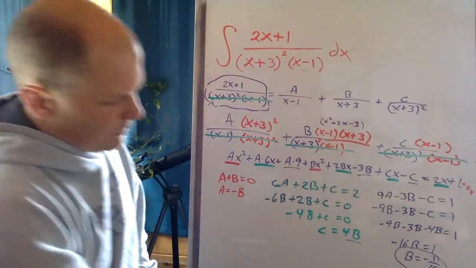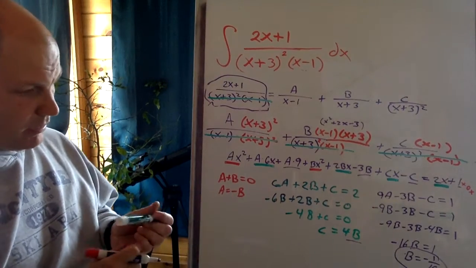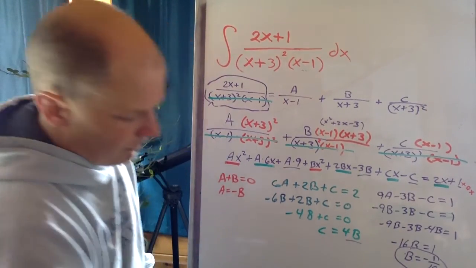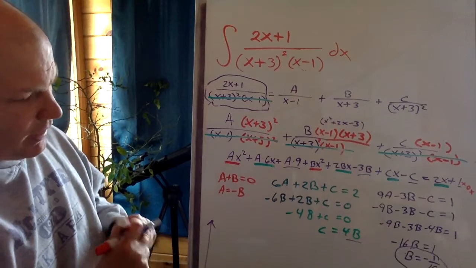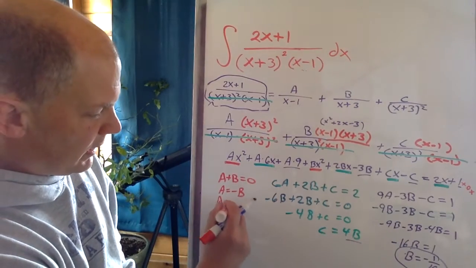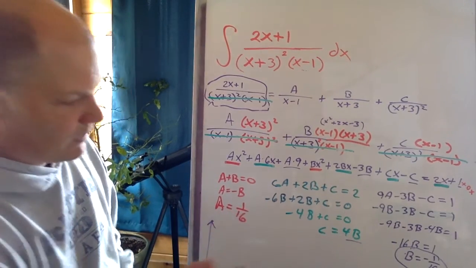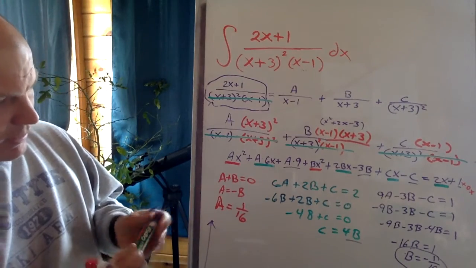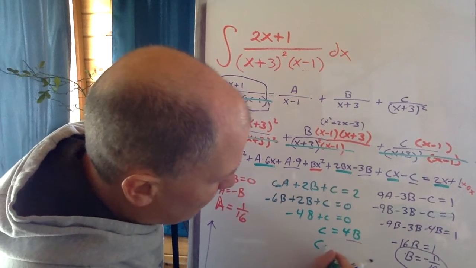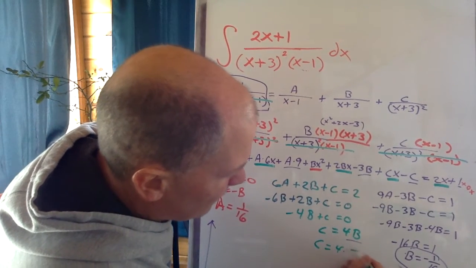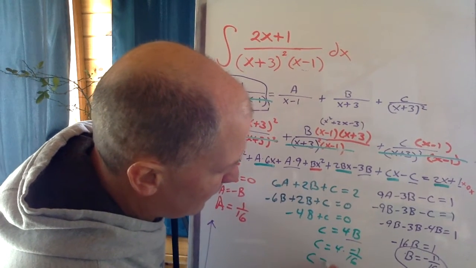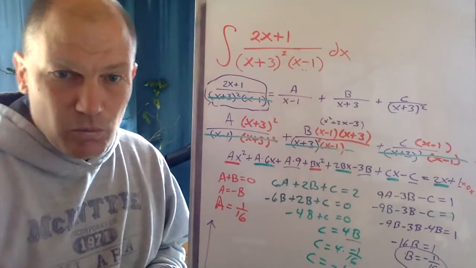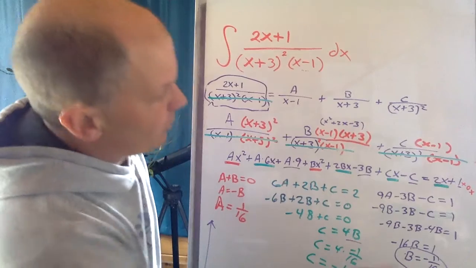If b is negative 1/16, I can come over here, and I'm going to draw an arrow and come back up here and say that, therefore, a is positive 1/16. If b is negative 1/16, then we know that c equals 4 times negative 1/16, or c is negative 1/4. Whew! That was a lot of work to get to those values.